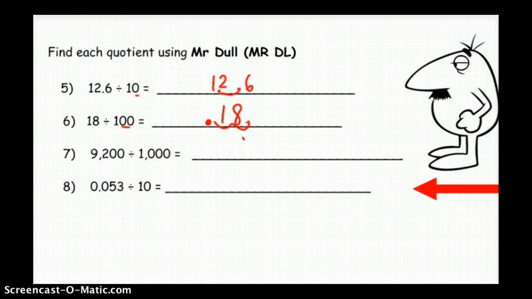In the next example, we have 9,200. I'm going to give it a decimal here at the end, and we're dividing it by 1,000. So I'm going to move the decimal 3 spots because there's 3 zeros. 1, 2, 3. So that would be 9 and 2 tenths. In our last example, we have 53 thousandths, and we are dividing that by 10. It has 1 zero, so I'm just going to move the decimal 1 spot. That would be 53 ten-thousandths.